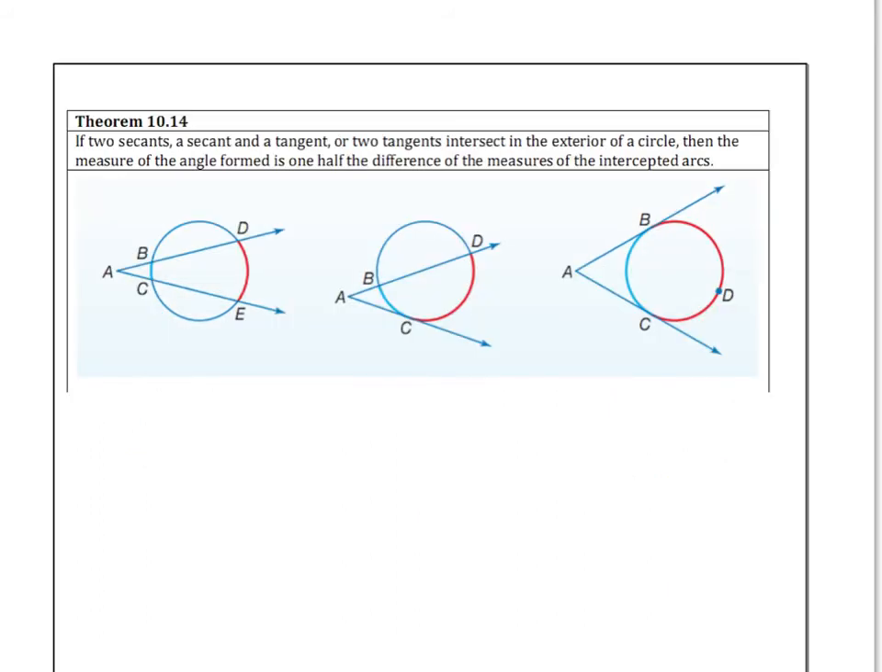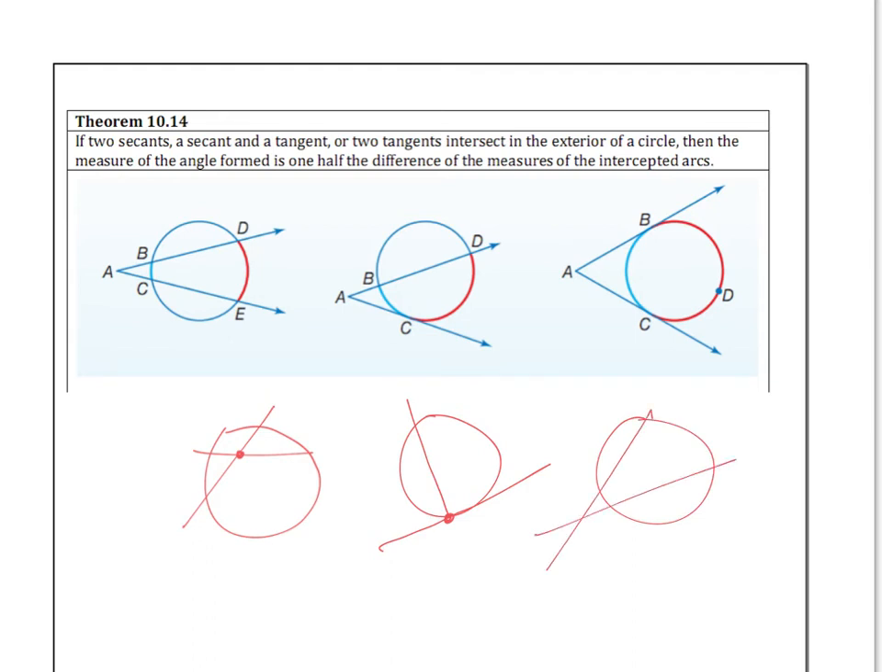And here's our third scenario. What if you have two secants or two tangents or a combination where they cross outside of the circle? Remember, our first situation was we had two things and they crossed and it was inside the circle. The second situation was we had two things and they crossed right on the circle. Now we have two things, and where they cross, it's outside of the circle, like these three pictures up above.